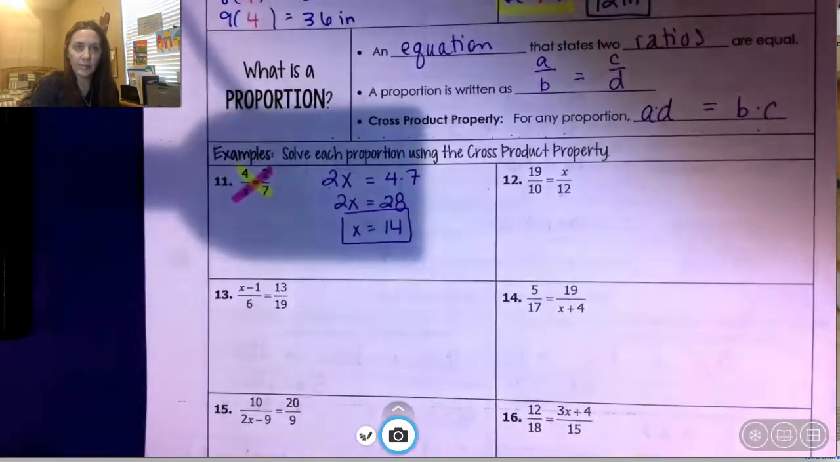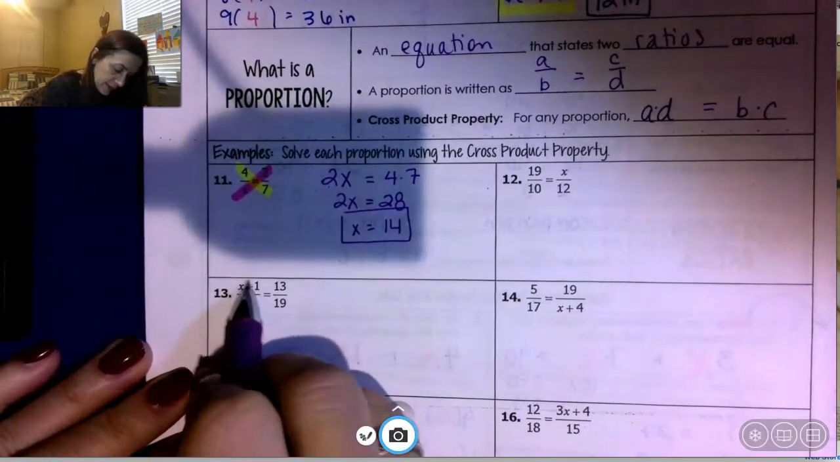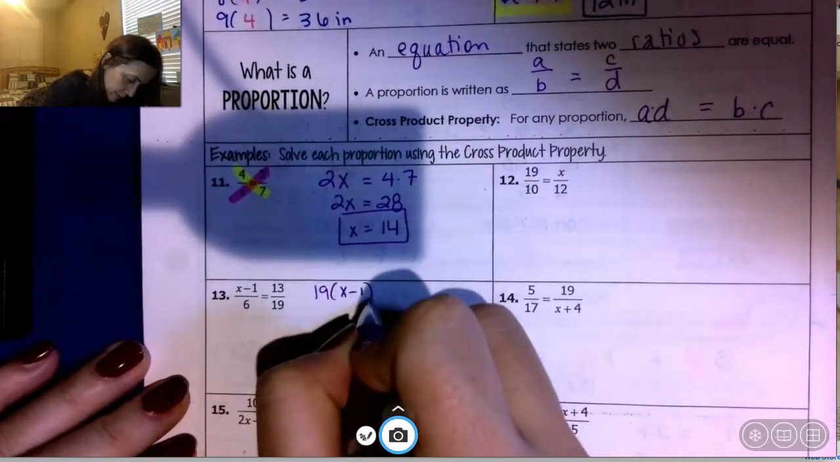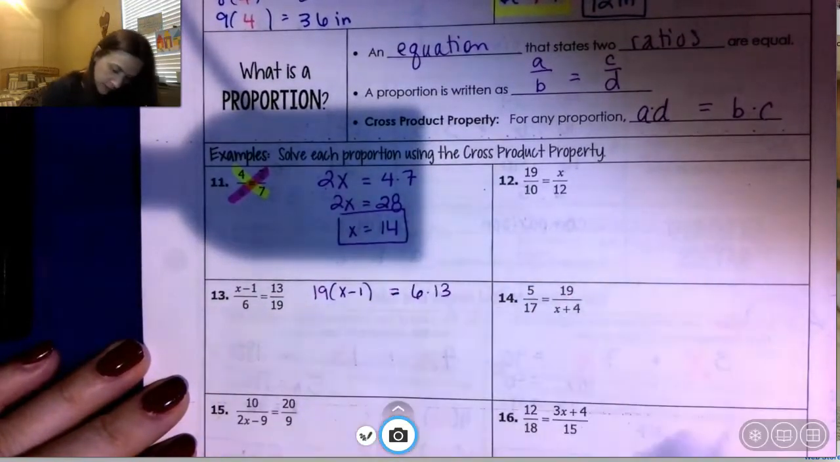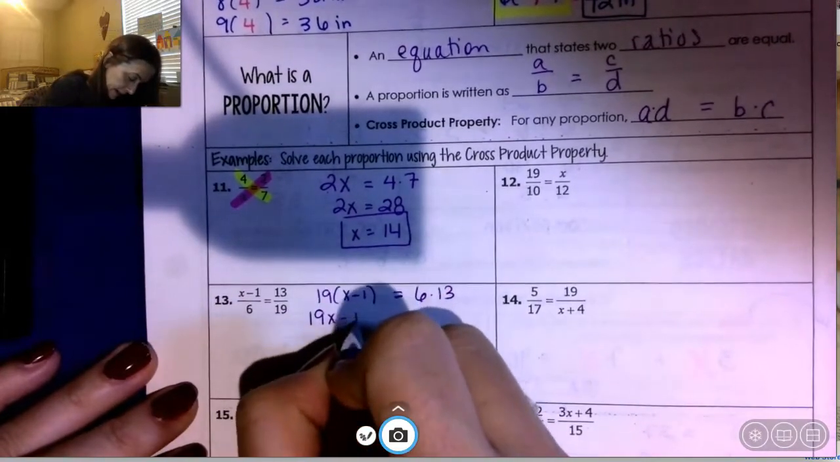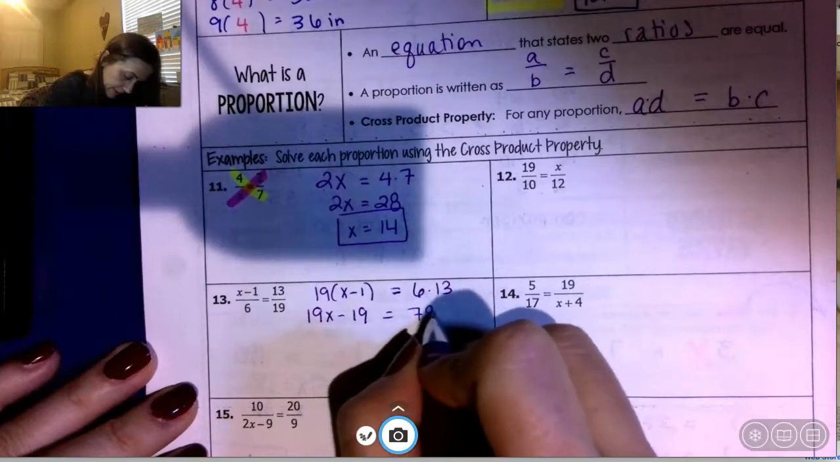I'm going to go to 13. 13 is a step more difficult. The reason is because you have this expression over here. So it's really 19 times x minus 1 equals 6 times 13. Well, I'm going to distribute here. I get 19x minus 19. 6 times 13 is 78.